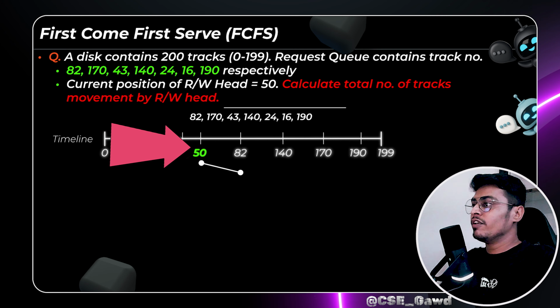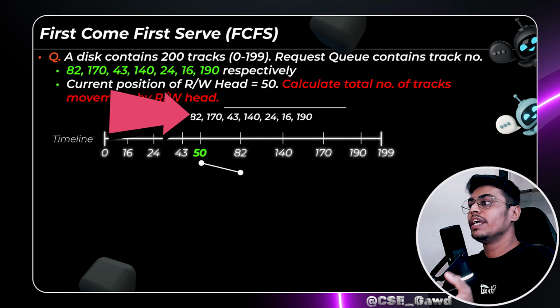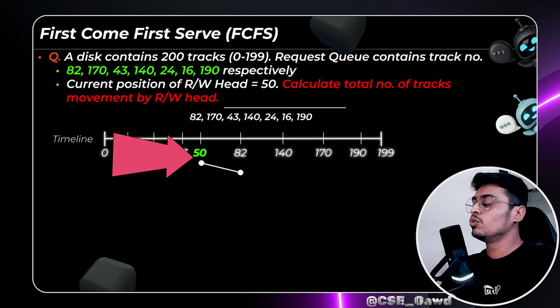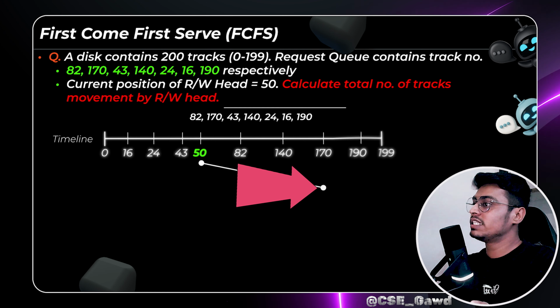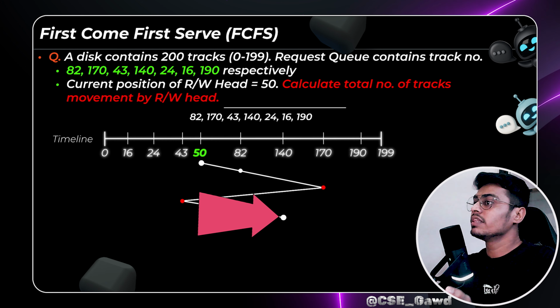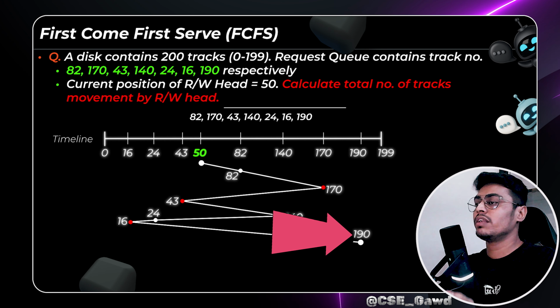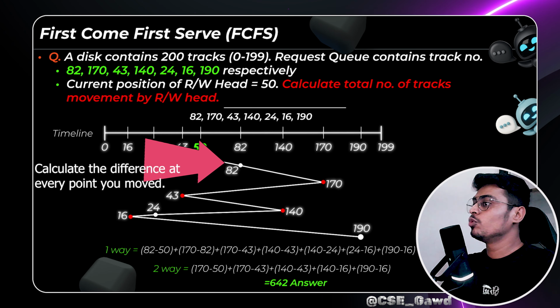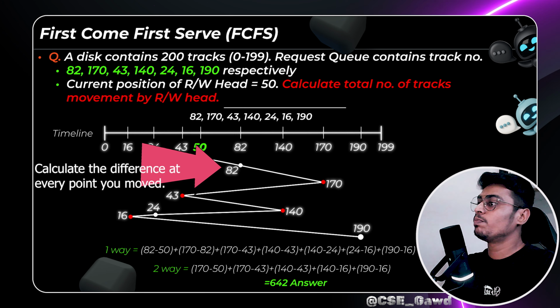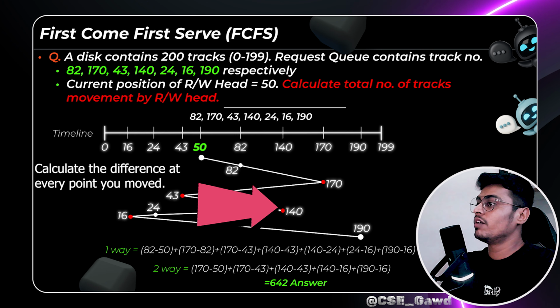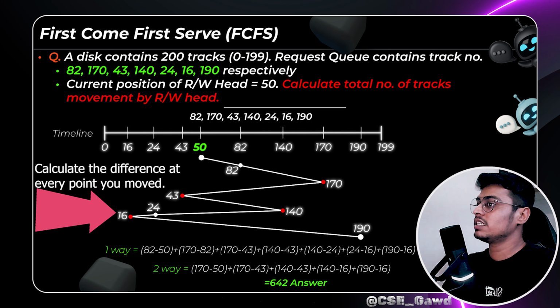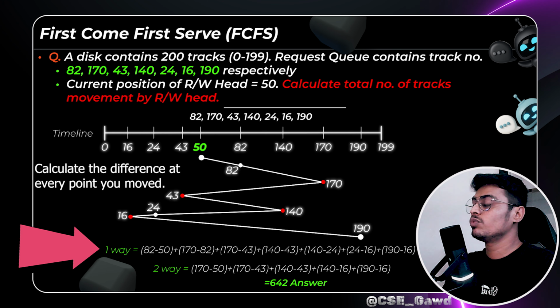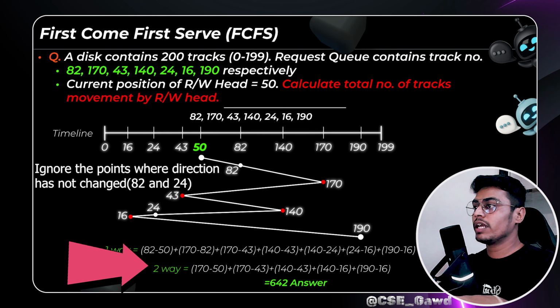If we are at 50, what is the first value that arrived? 82. So as shown on the screen, we move our head towards 82, then 170, then 43, then 140, then 24, then 16 and then 190. So we have followed the order first come first serve. To calculate the total track movement, you can calculate 82 minus 50 plus 170 minus 82 plus 170 minus 43 plus 140 minus 43 plus 140 minus 24 plus 24 minus 16 plus 190 minus 16.